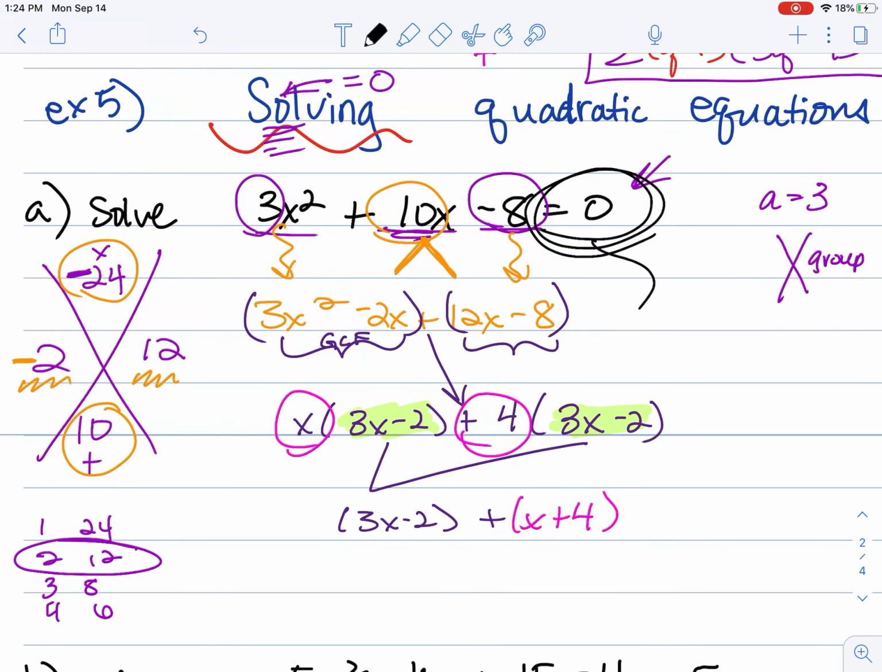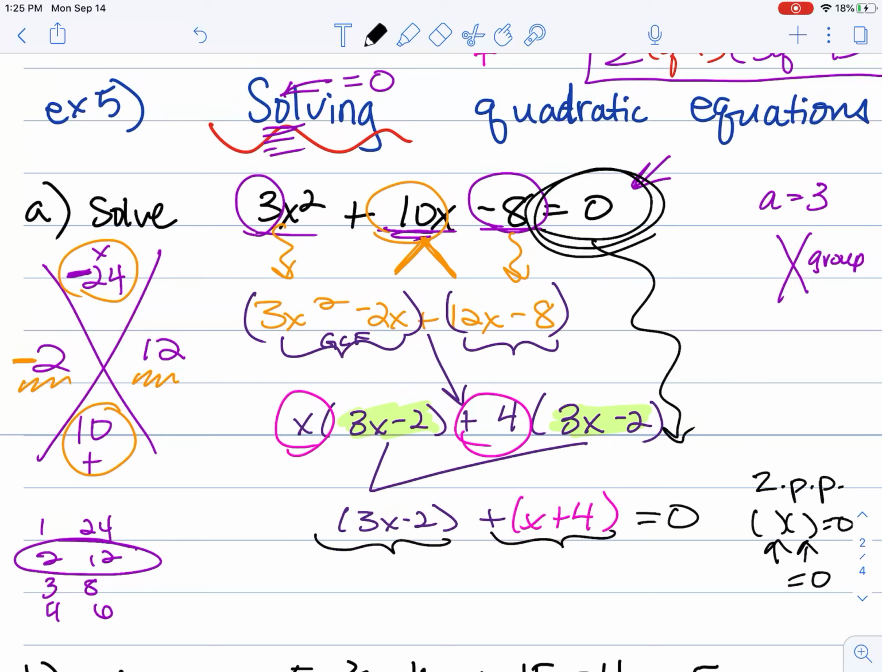Now, we're not done yet because we're still solving. Here's our equal to 0, so we bring that out, set it equal to 0, and we're going to use our zero product property, which remember, something times something equals 0 means both of these parts have to equal 0. So this has to equal 0 and this as well. So we say 3x minus 2 equals 0 and x plus 4 equals 0 as well.